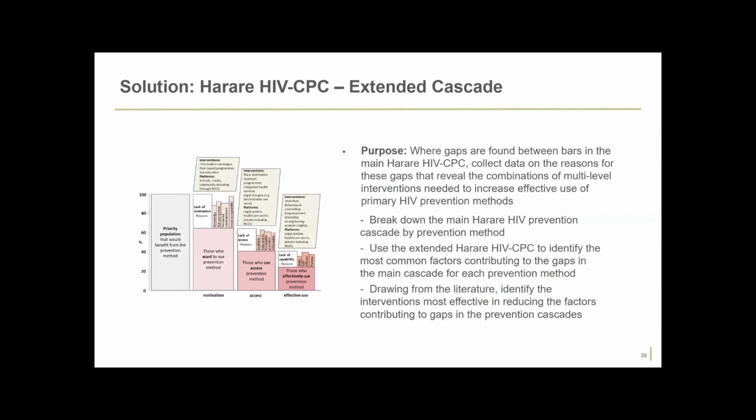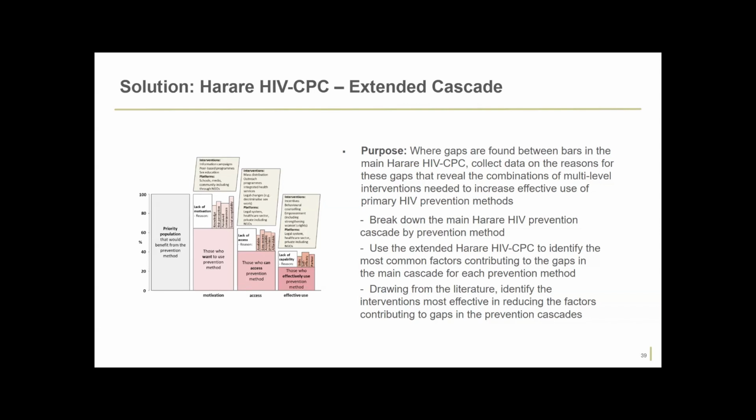So in terms of the extended cascades, we've talked about the core cascades where we talked about issues of motivation, access, and effective use. We now need to understand where the gaps between the bars are as we collect this data. What are the reasons for the gaps? And that reveals the combination of multiple level interventions needed to increase effective use, because our aim is to make sure that people use these different prevention methods.